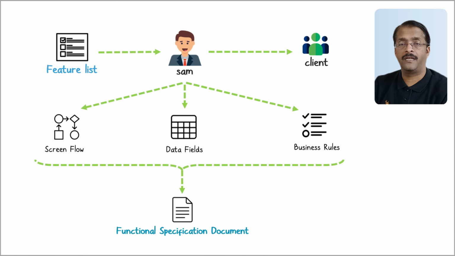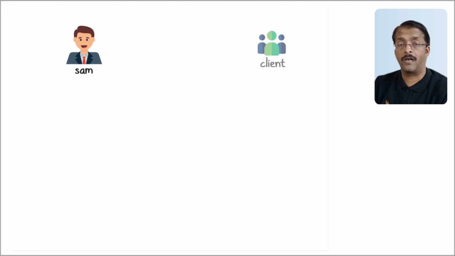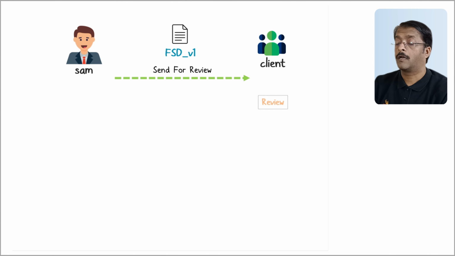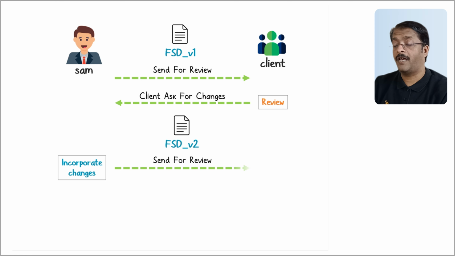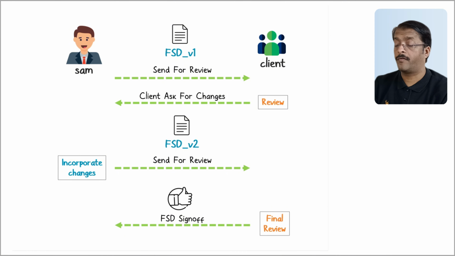Once the document is ready, Sam will send this document to the client for review. Client will review the document and ask for the required changes. Sam will incorporate all the changes in the document and share the revised document with the client again for approval. Now, client will do a final review and give a sign off on the document. So here we have a final approved document.